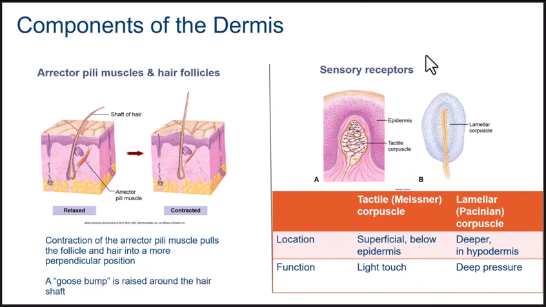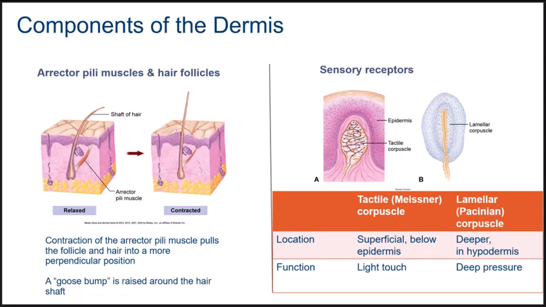In the image on the right, we can see two different types of sensory receptors. We have the tactile Meissner corpuscle and the lamellar Pacinian corpuscle, and then the associated image above. The tactile Meissner corpuscles are more superficial, and the lamellar or Pacinian are deeper.